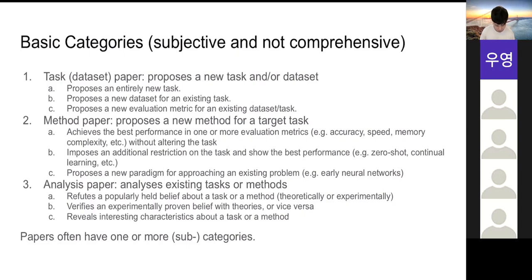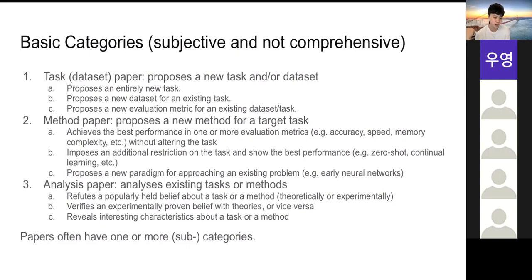And number two, method paper. In this case, you're proposing a new method for a target task. What that means is you're achieving the best performance in one or more evaluation metrics, such as accuracy, speed, memory complexity, etc., without altering the task. Your task is the same, so you can exactly compare with previous papers on these tasks. You basically just achieved better numbers than them.